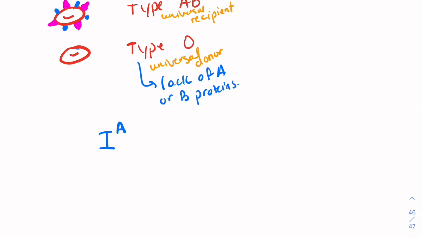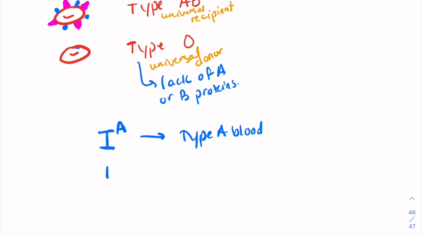So we write a capital I with a superscript A for the A allele, and this causes someone to have type A blood. For type B blood, for the B allele, we're going to do the same thing and write a capital I with a superscript capital B, and that causes type B blood.